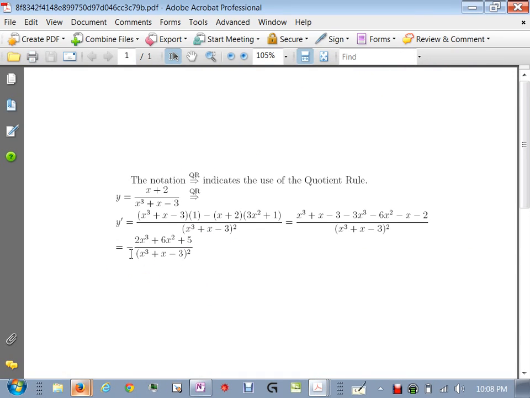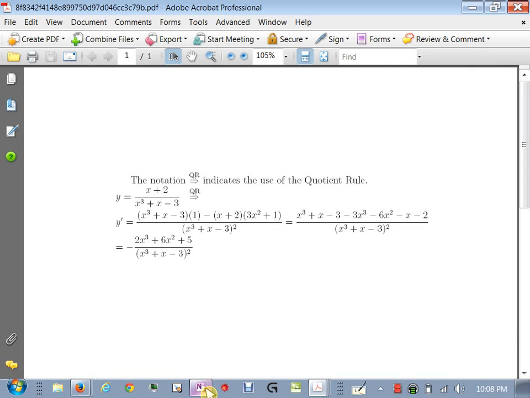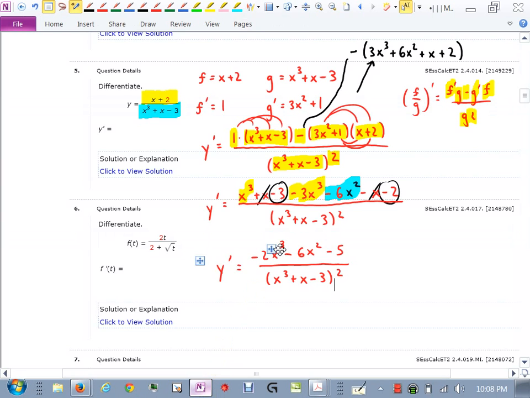They pulled a negative out. That's okay. So they noticed all of these had negatives, so they pulled a negative out in front and turned them all to positives. That's fine. That is fine. Denominator looks good. Okay. We're ready to move on.